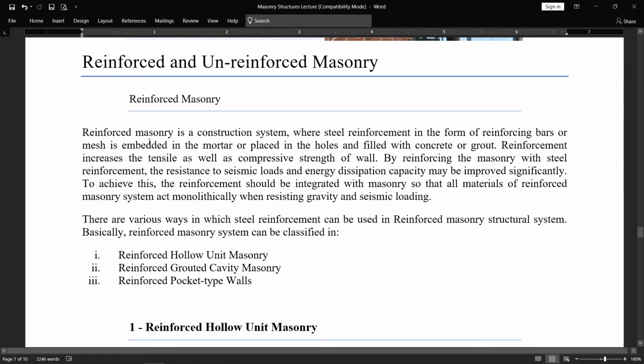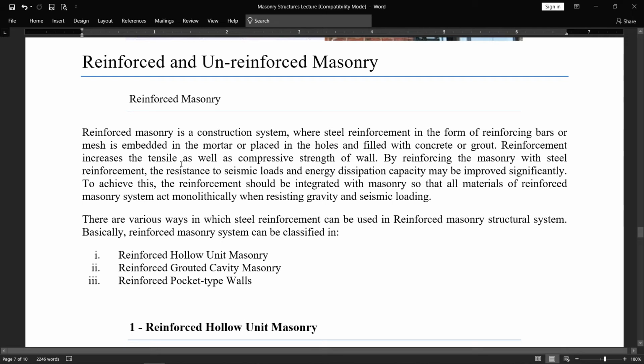Reinforced masonry is a construction system where steel reinforcement in the form of reinforcing bars or mesh is embedded in the mortar or placed in the holes and filled with concrete or grout. Some openings between the walls are present, and we enter the steel reinforcement in the voids and then fill with concrete.